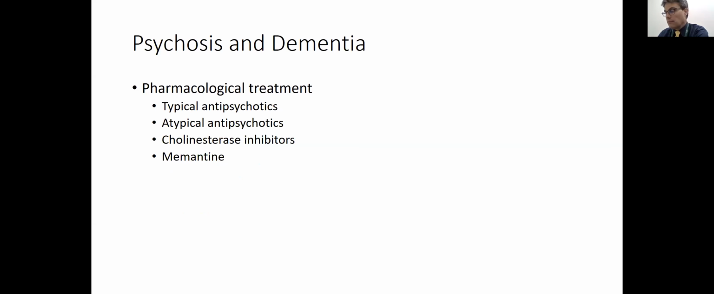Now, when we look at pharmacologic treatment for psychosis, you obviously have the typical antipsychotics and the atypical antipsychotics, or first generation antipsychotics and then second generation antipsychotics. There were some studies on cholinesterase inhibitors as well as memantine.